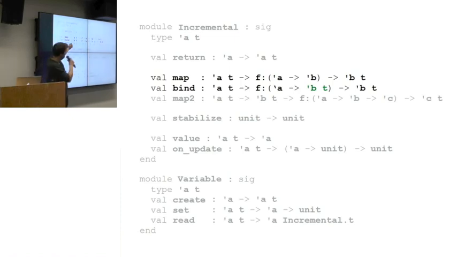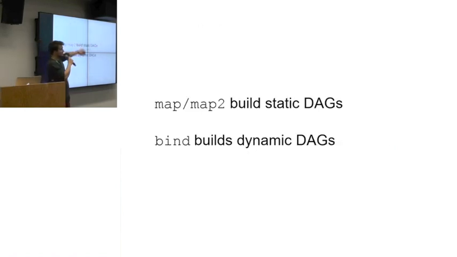While bind gives you vastly more power than that, because bind lets you say, depending on the input, here's a completely new incremental graph. So if the input is originally this, I'll return this graph. But later, if the input changes, I return a completely new graph. And this is where the dependency is allowed to be dynamic, because you can actually change the graph as the input changes. So to summarize, map and map2 build the static DAGs, while bind builds the dynamic ones. And let's see how that's useful.